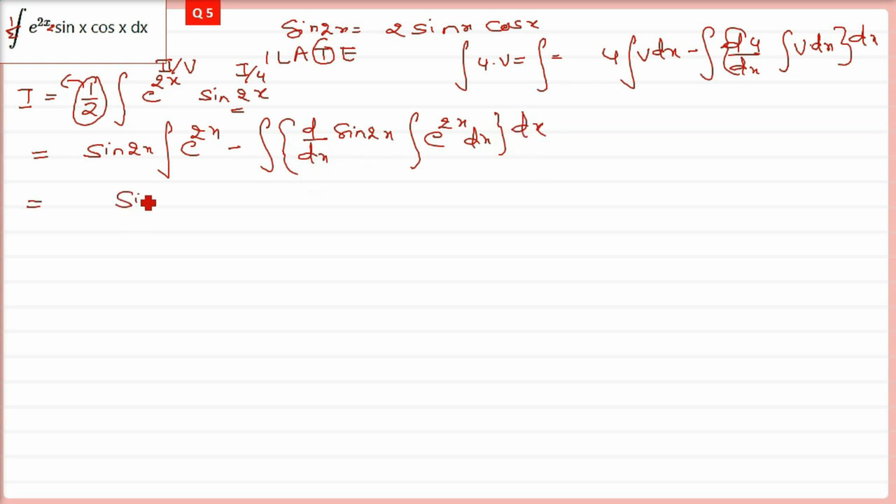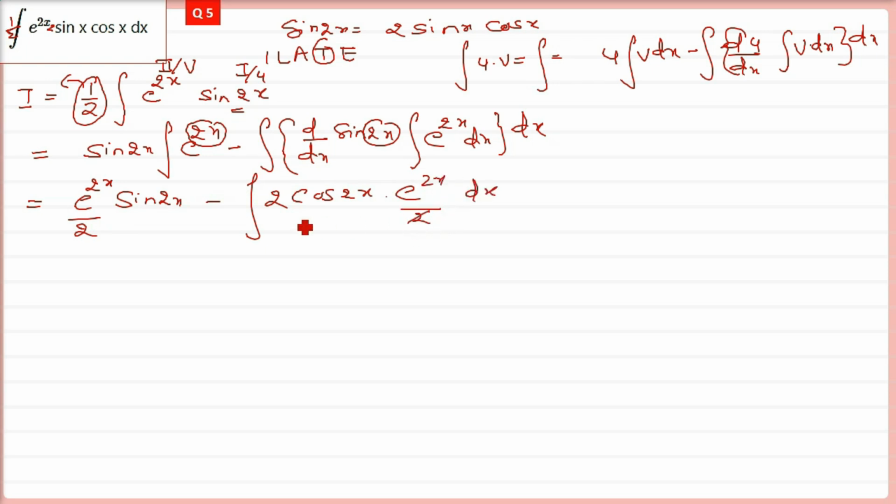Now this will be sine 2x only. e raised to x will be e raised to x, and then we will integrate 2x. 2x will be differentiated and 2 will come, which will be in the denominator. Minus the integration of the differentiation of sine 2x, which is cos 2x, and then 2x will also be differentiated. It will be 2, so this will be 2 cos 2x, and e raised to x will be e raised to x only. The e raised to x by 2 we have cancelled.